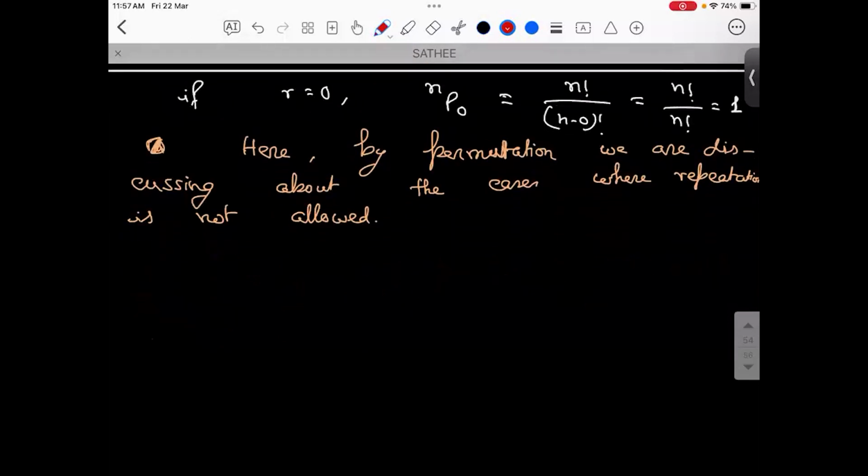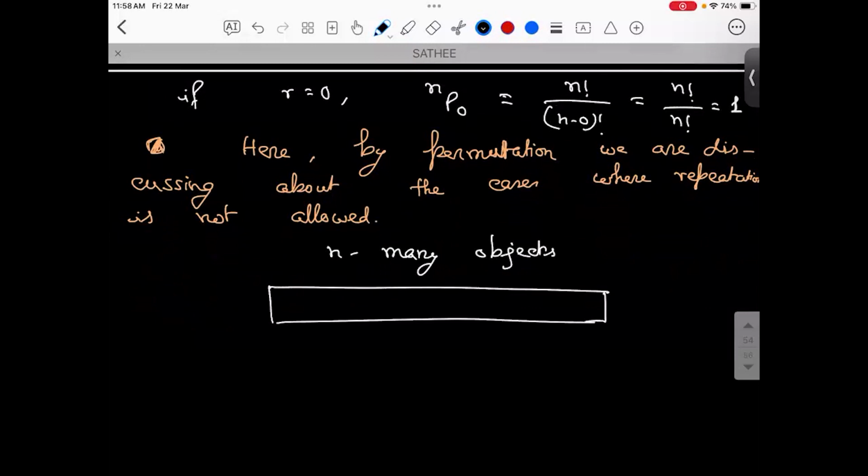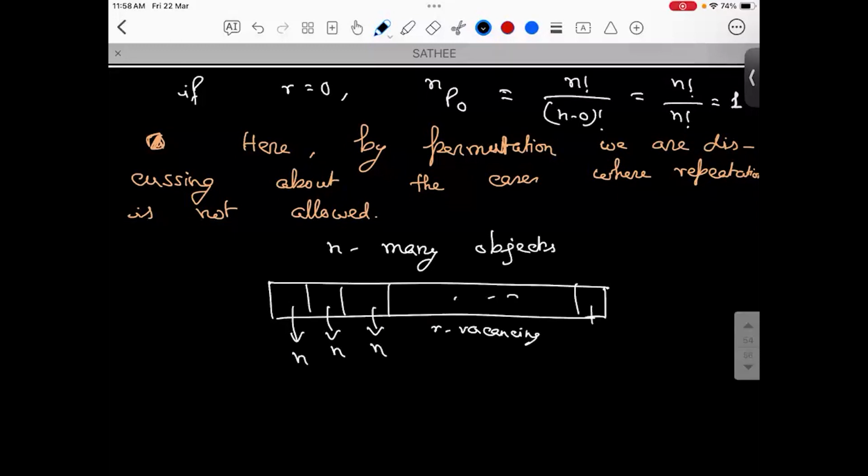In that case, if I have n objects and we are choosing r elements among them, then what are the cases? We have r vacancies. We have to fill these vacancies by these n objects where repetition is allowed. For the first we have n choices, for the next we have n choices, and so on. For the last we will have n choices. Altogether we will have n to the power r choices.